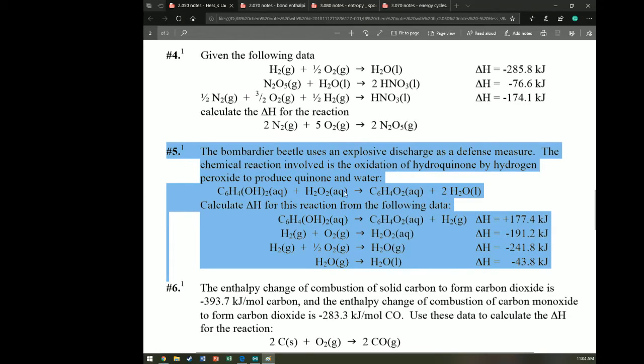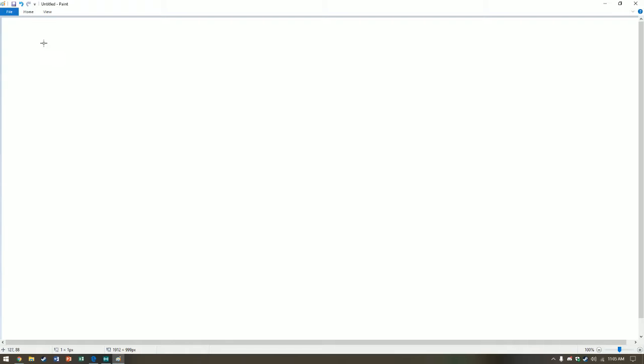Question number 5, the one I've just highlighted. Pause the video now if you want to try it yourself and come back for the solution. Alright, so I assume you're done, so let's switch over to the whiteboard.